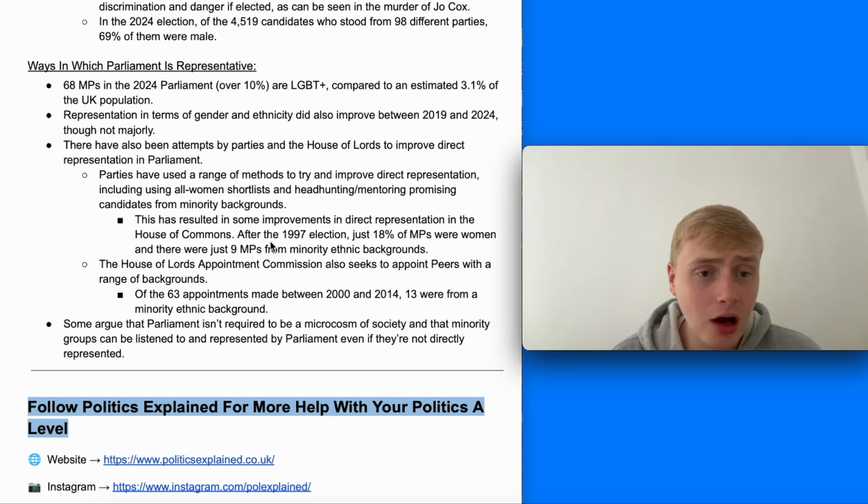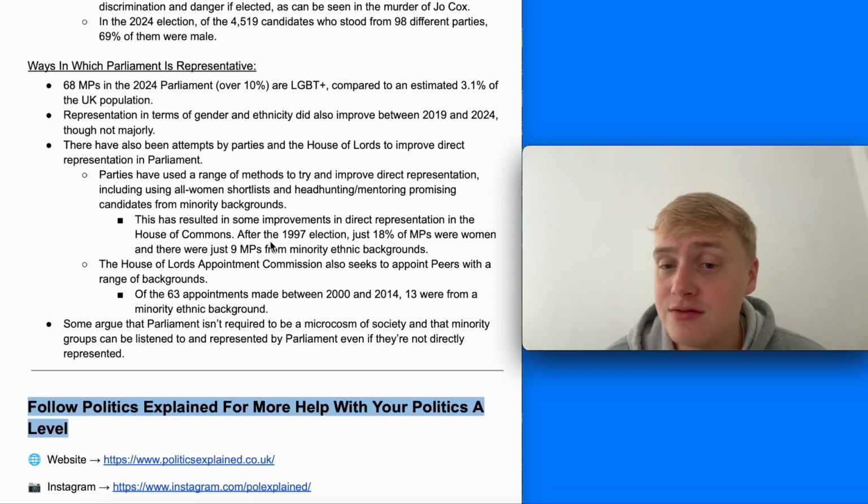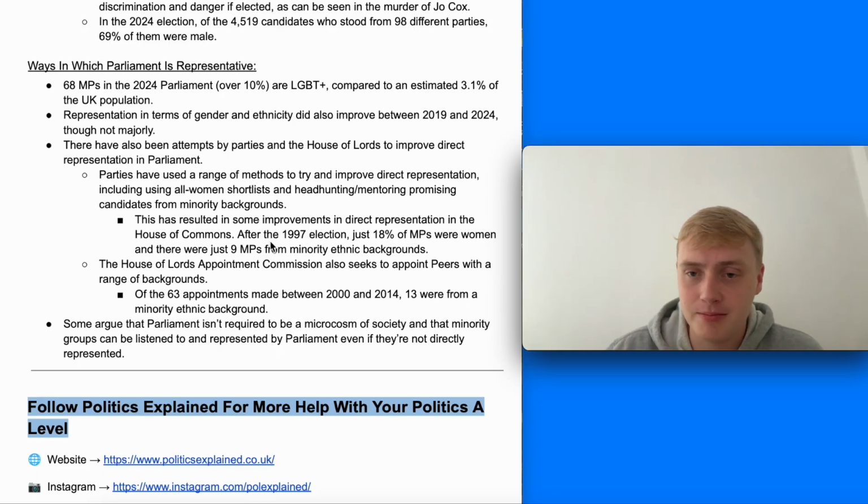While it can be argued that a lack of descriptive representation doesn't mean that Parliament doesn't effectively represent the population, because Parliament doesn't need to be a microcosm of society, and minority groups can be listened to and represented by MPs, even if they're not directly or descriptively represented by them.